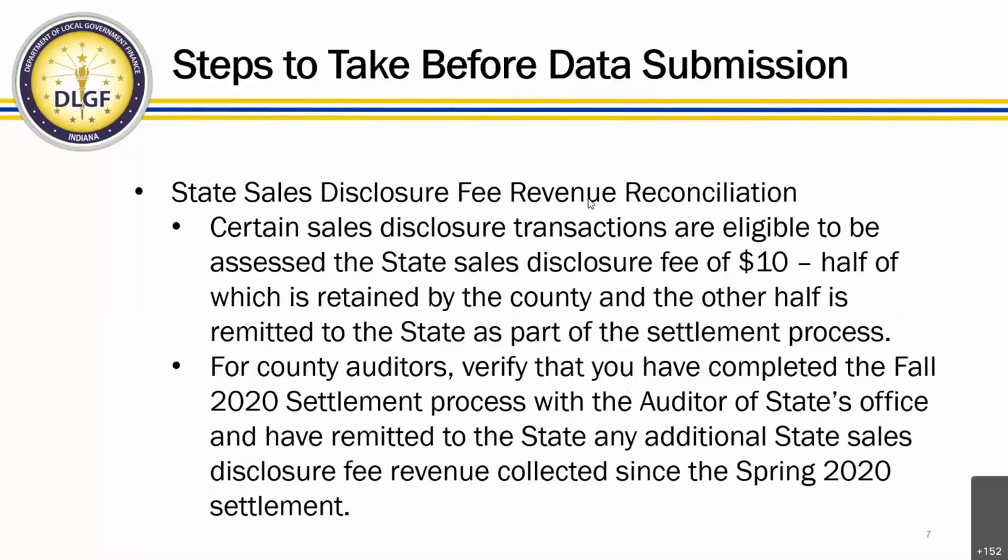Talking a little bit more about the revenue reconciliation process, certain sales disclosure transactions are eligible to be assessed the state sales disclosure fee, and this is a fee in the amount of $10. Half of that amount is retained by the county, so $5 of the $10 is kept by the county, and the other $5 is remitted to the state as part of the settlement process. Specifically for county auditors, we ask that you verify that you've completed the fall 2020 settlement process with the Auditor of State's office, and that as part of that process, you've remitted any additional state sales disclosure fee revenue collected since the spring settlement process to the Auditor of State's office.